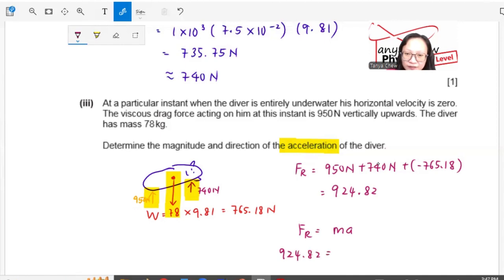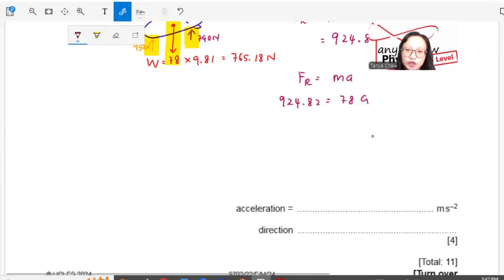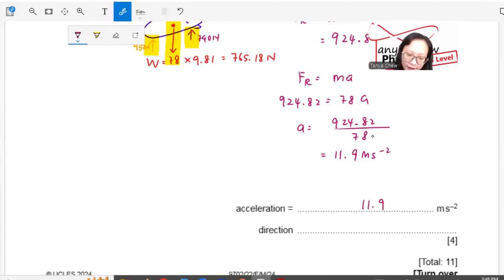924.82 is equal to mass of the diver 78 times acceleration. So just make acceleration the subject. a is equal to 924.82 divided by 78. My acceleration is 11.9 meter per second square, or you can round it off to 12 meter per second square. So 11.9 is my answer, and the direction, because the upward force is larger than the downward force, therefore the direction is upwards.